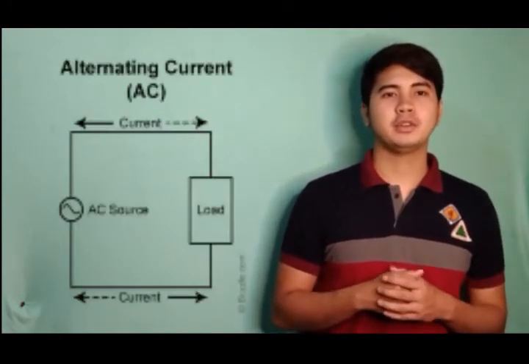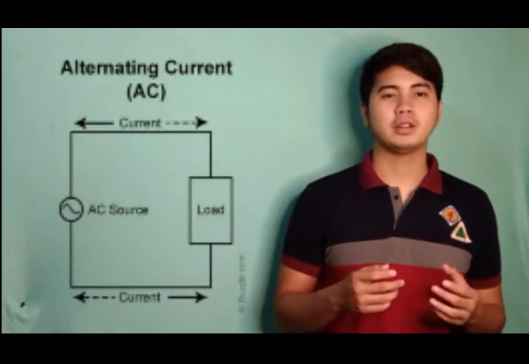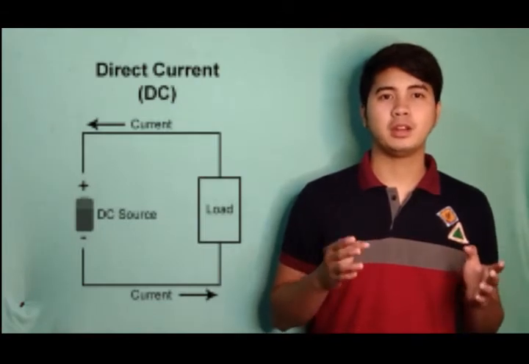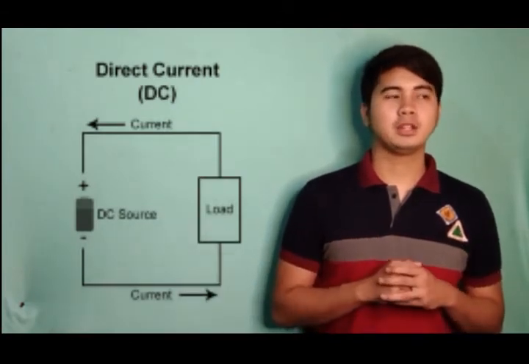So let's talk about AC, or the alternating current. It is the electric current reversing its direction of flow at regular intervals. And DC, or the direct current. It is an electric current flowing in one direction. This type of current is commonly found in industries.